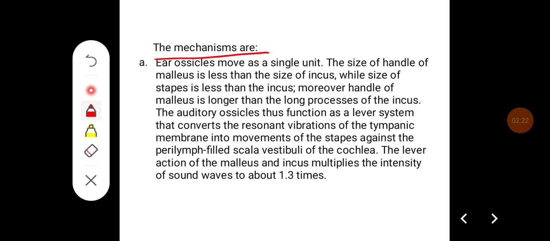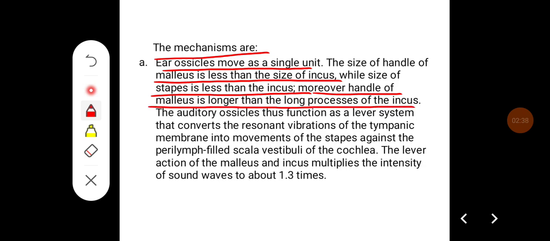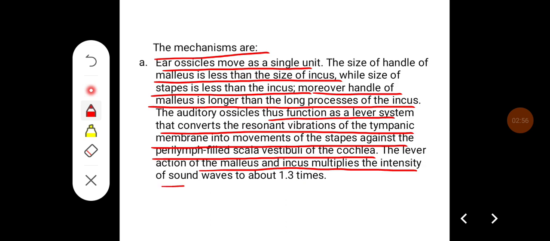The mechanisms are: the ear ossicles move as a single unit. The size of handle of malleus is less than that of incus, while the size of stapes is less than that of incus. And moreover, the handle of the malleus is longer than the long process of incus. Auditory ossicles thus function as a lever system that converts the resonant vibrations of tympanic membrane into the movements of the stapes against the perilymph-filled scala vestibuli of the cochlea. The lever action of the malleus and incus multiplies the intensity of sound waves to about 1.3 times.